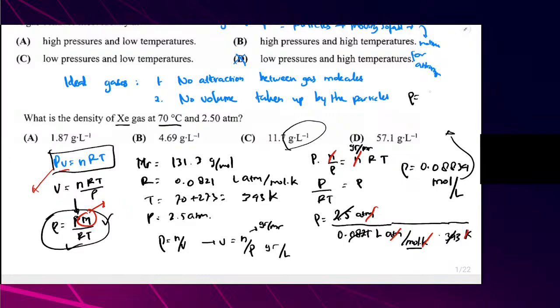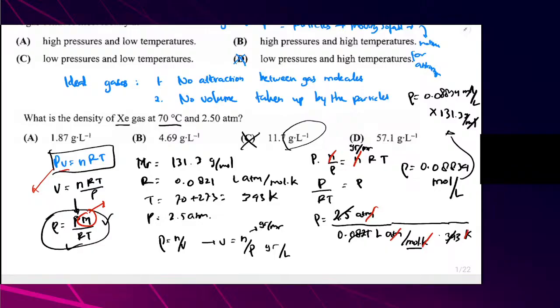Rho, 0.08834, still mole per liter, and then times what? Times the molar mass of the xenon. The molar mass of Xe is 131.3 gram per mole. So we can cancel out the mole, and then we end up getting the same units, times 131.3. So the answer will be 11.59. So the closest one is C, the option C.